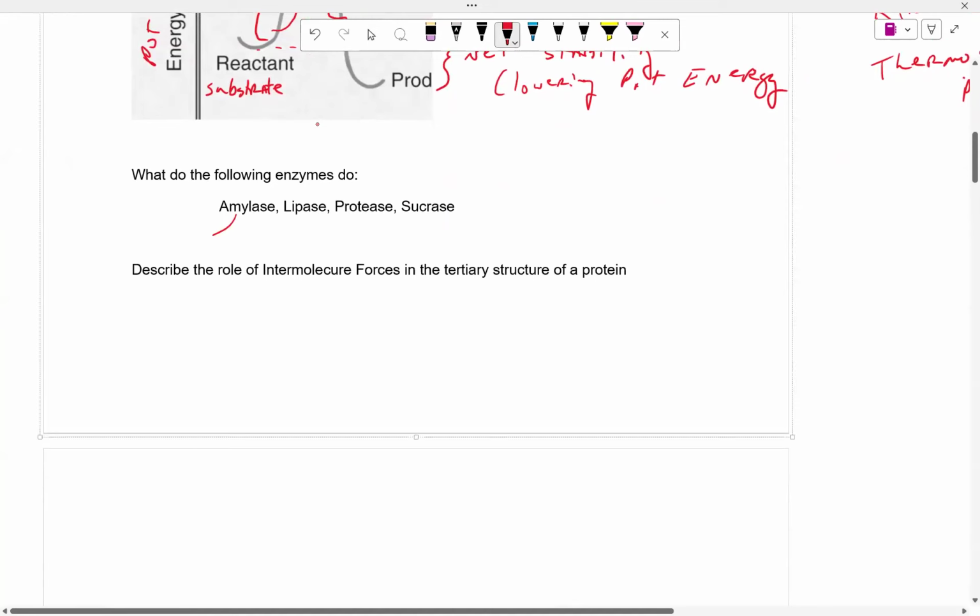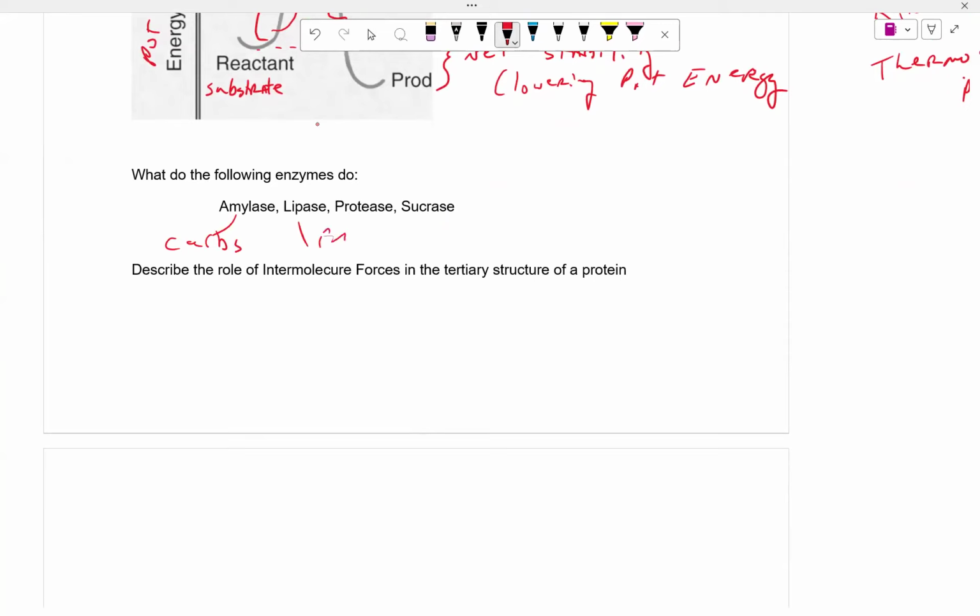Amylase, carbs, lipase, fats, protease, proteins, sucrase, sucrose, hydrolysis. In other words, breaking them apart, breaking those bonds.